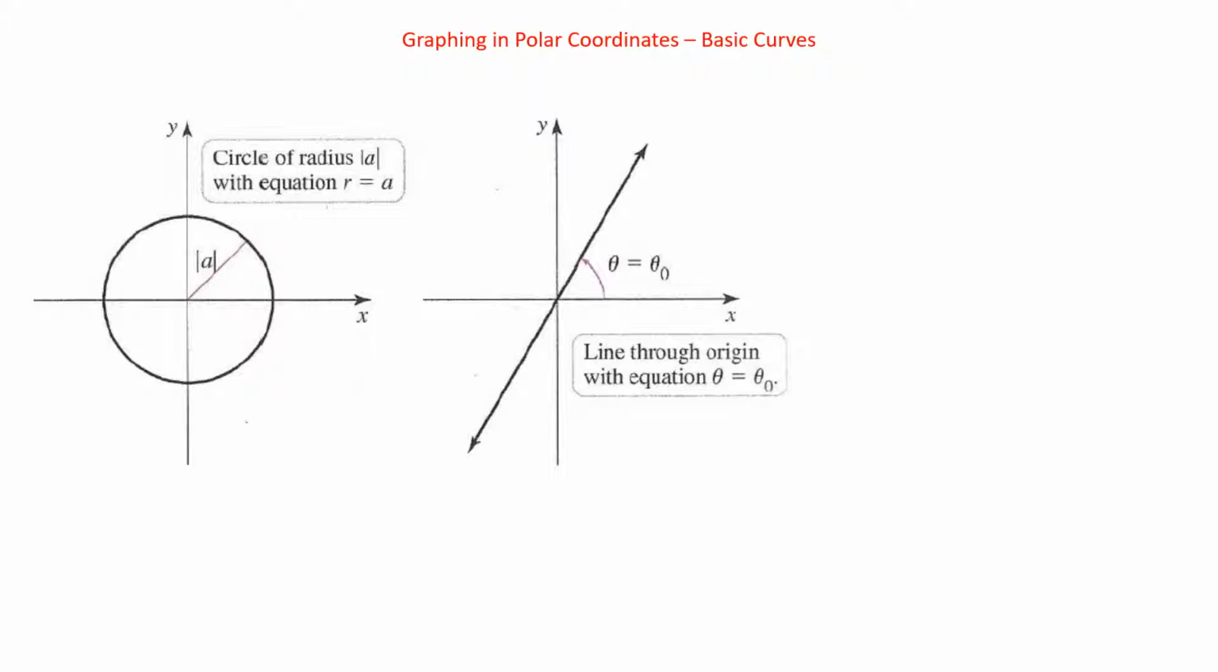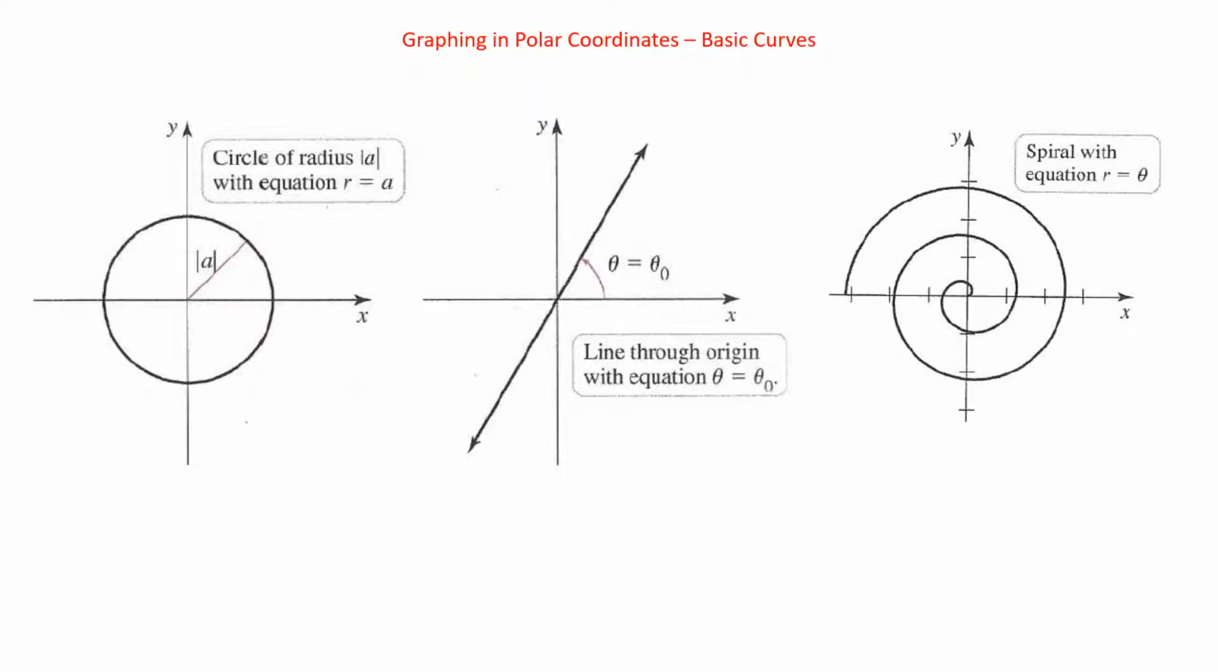And then what if we have both? Let's say r equals theta. So the radius will equal the angle. As the angle is getting bigger, the radius is also getting bigger, which gives us a spiral. The radius equals the angle is a spiral. Other basic curves.